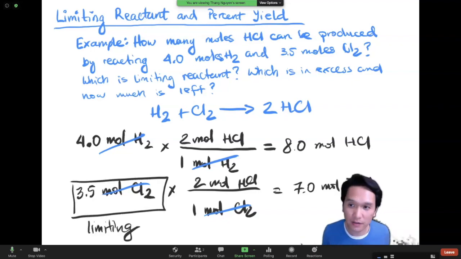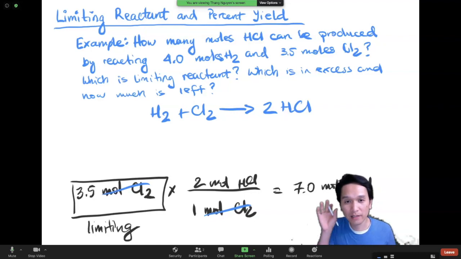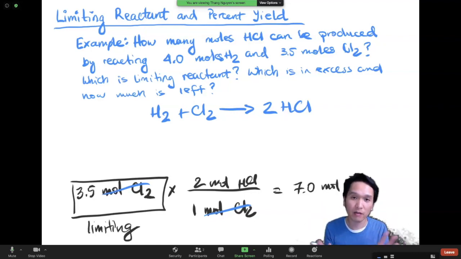And the last part of this question is how much is left over of the reactant in excess. So how much of H2 is left over? Okay, and to solve this, I need some more space, so I'm going to erase. So we need to know how much H2 is in excess. That means we need to calculate how much H2 reacted, right? The difference between the amount that reacted and the original amount would be the amount that you have left over. That makes sense, right? So how much has reacted?